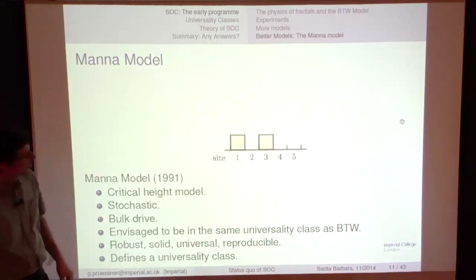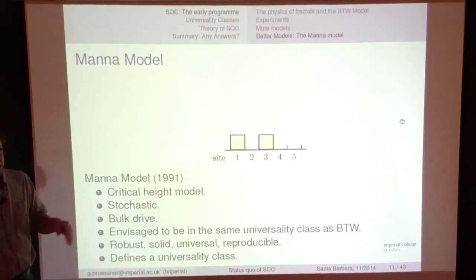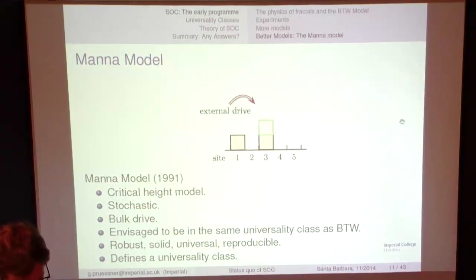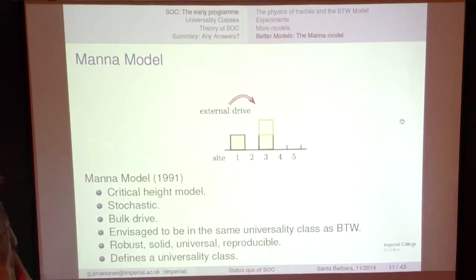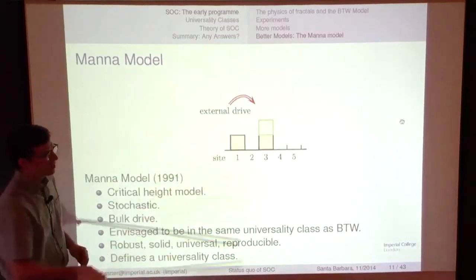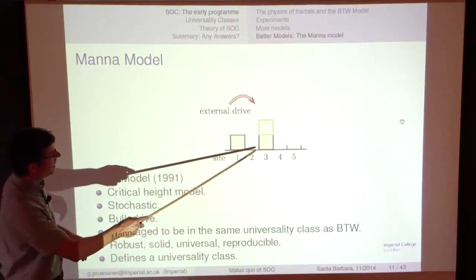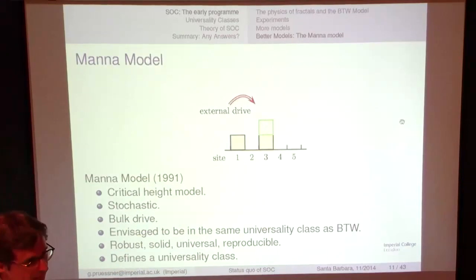So right now, this system here is quiet. There's nothing happening here. None of the sites exceeds the threshold of 1. And now I add 1 particle by the external drive. This column here now exceeds the threshold. And those 2 particles there get redistributed to nearest neighboring sites independently. So I pick a random neighbor and another random neighbor. It could be the same in principle.